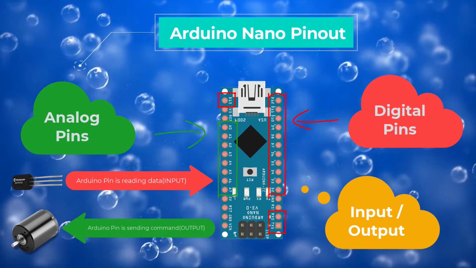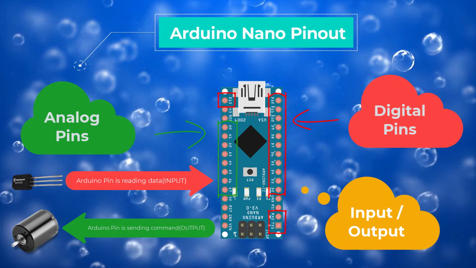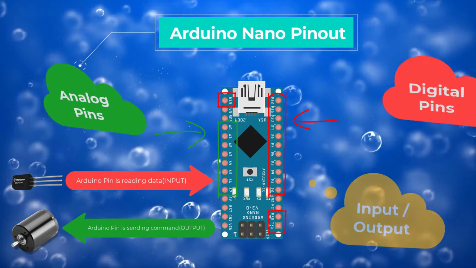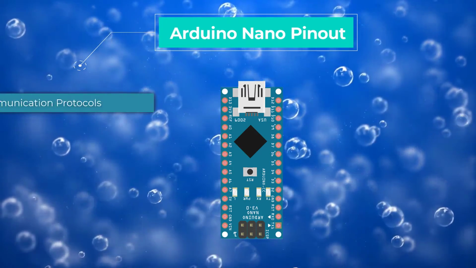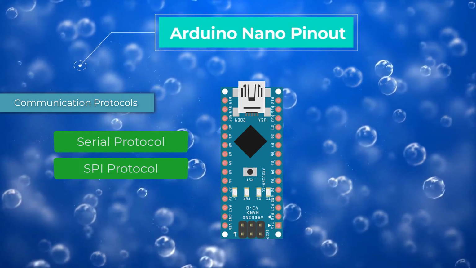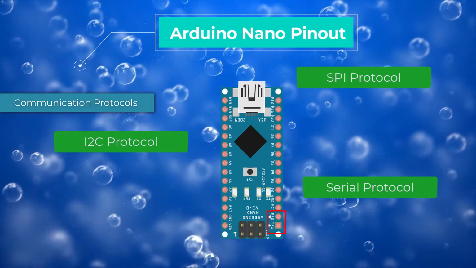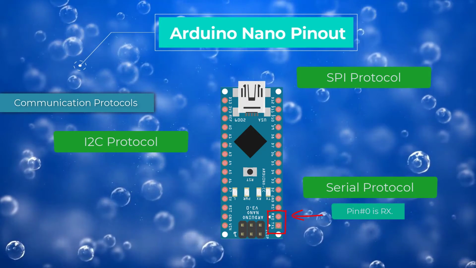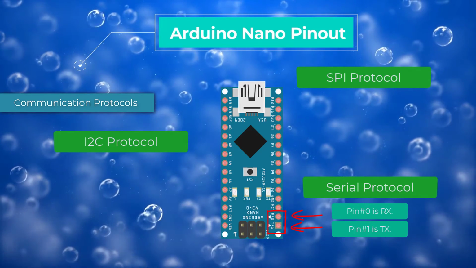As I mentioned earlier, other than acting as input or output, these pins are capable of performing several other functions. These functions are pin-specific. Let's discuss them in detail. Arduino Nano is capable of performing 3 types of communication protocols, named as Serial Protocol, SPI Protocol and I2C Protocol. Pin number 0 and 1, both are digital pins, but can also be used for serial communication, where pin number 0 is RX, used to receive serial data, while pin number 1 is TX, used to transmit serial data.